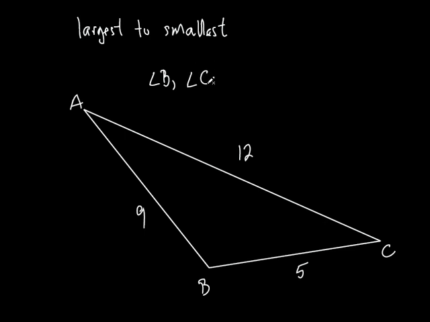It would be angle C. Good. And what would the smallest one be? Angle A. You follow me on that? And that's kind of what they're going to do. Okay, it's not that hard.